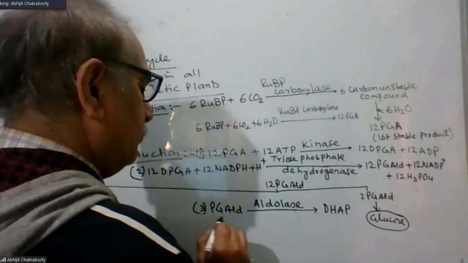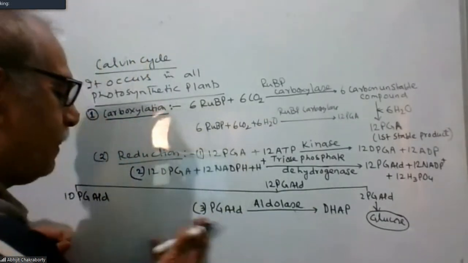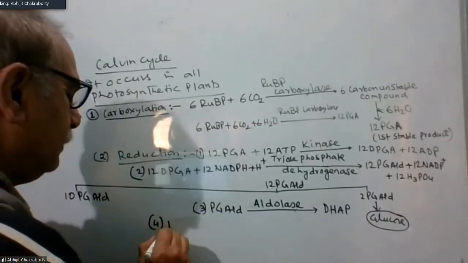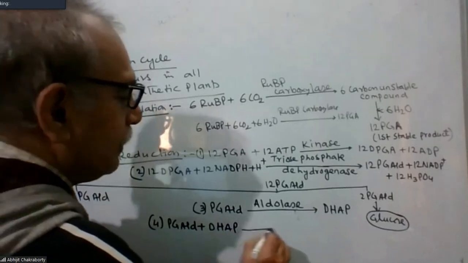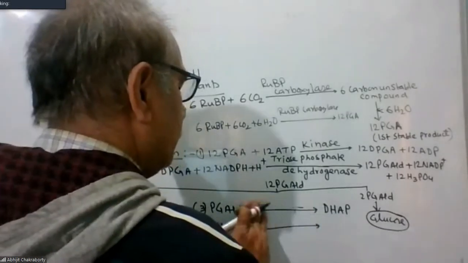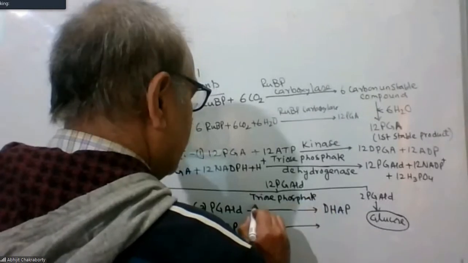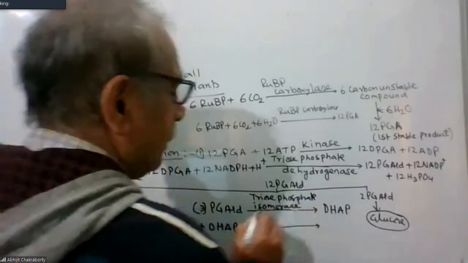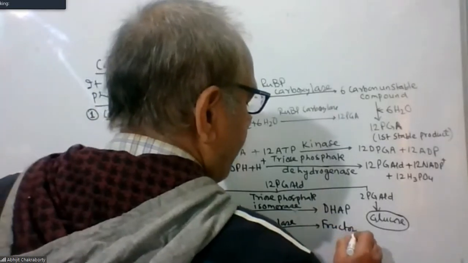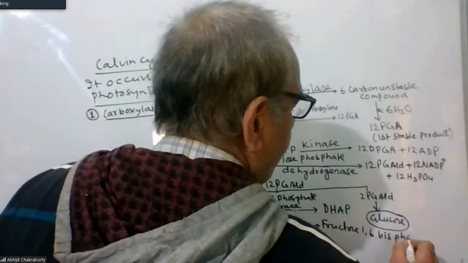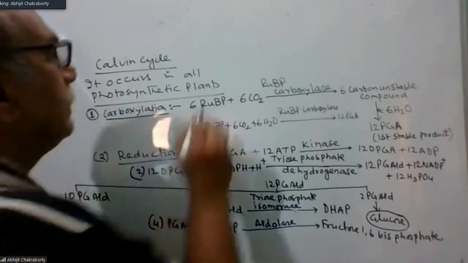Then next, reaction 4: the other PGALD plus DHAP, with the enzyme isomerase, gives fructose 1,6-bisphosphate. After that, reaction number 5 I am writing here.